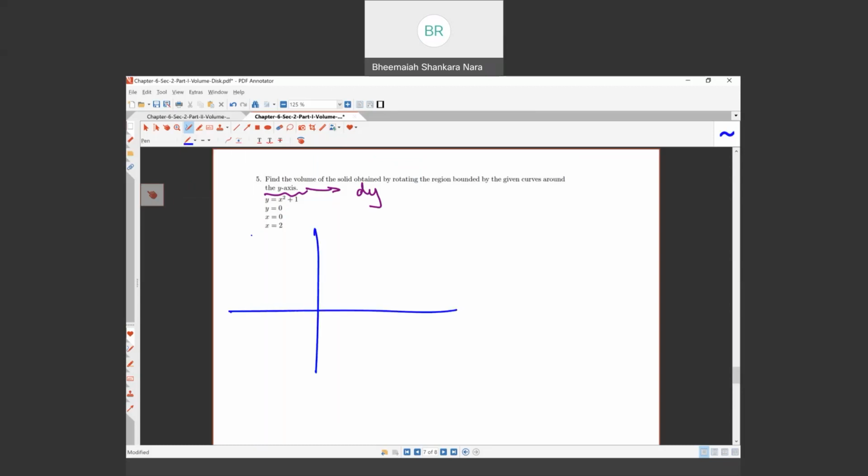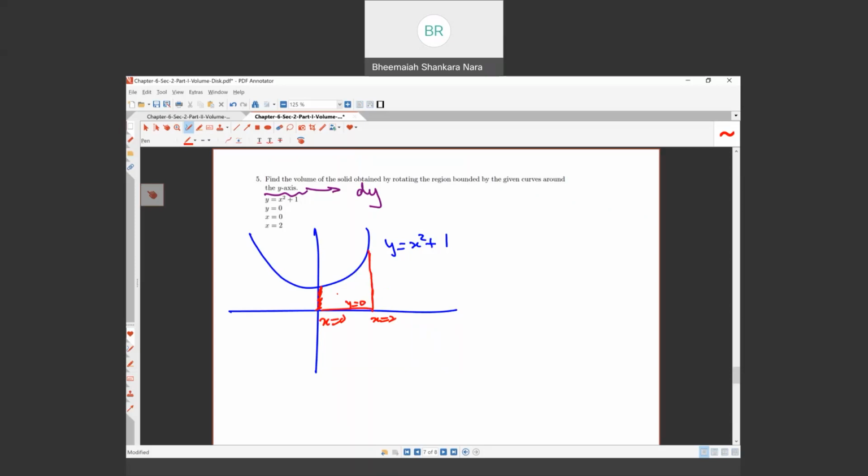So this is your shifted parabola, y equal to x square plus 1. You have x equal to 0 and x equal to 2. So let me draw the x equal to 0 line, that's this one. And you have x equal to 2 line, that's this one. You also have y equal to 0. Y is 0 on this line. So here is the shaded region.